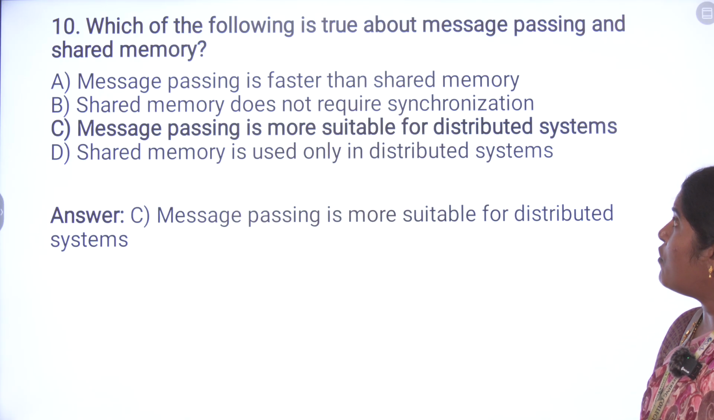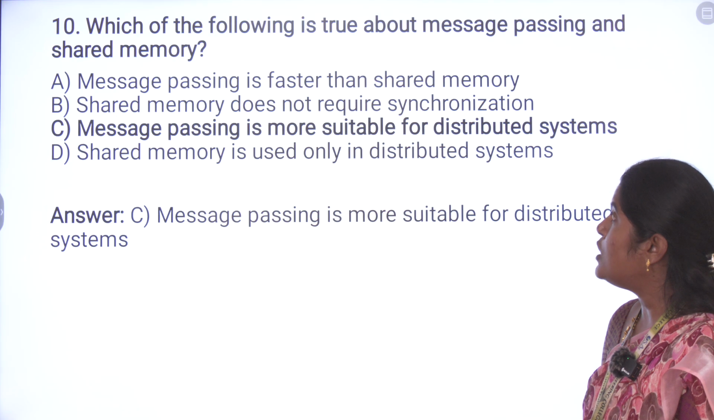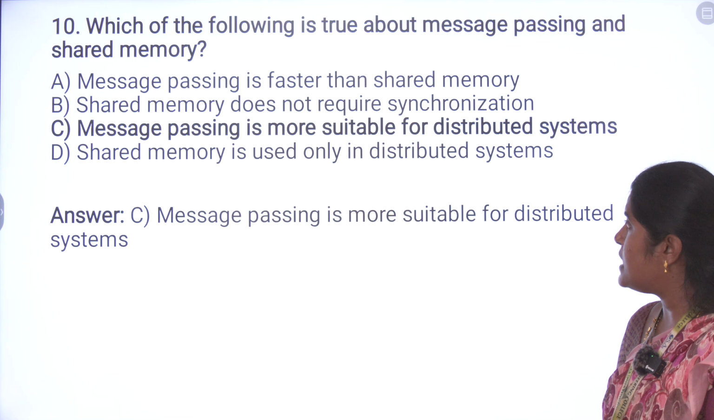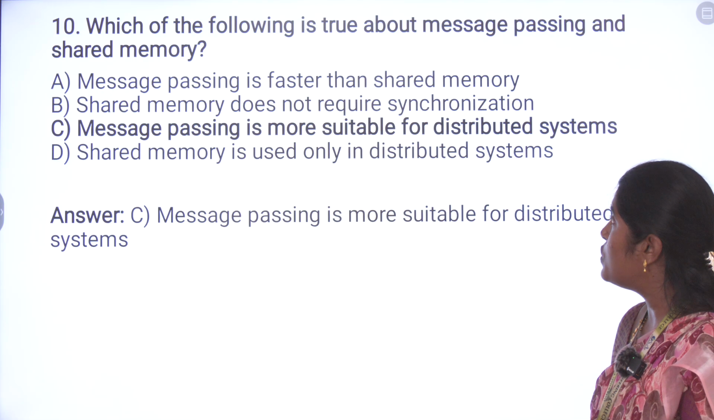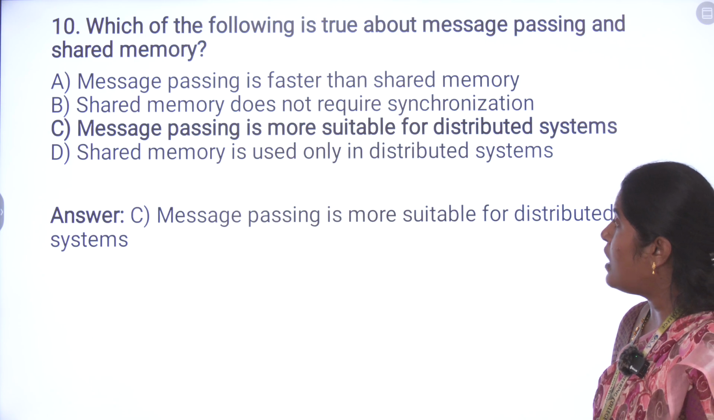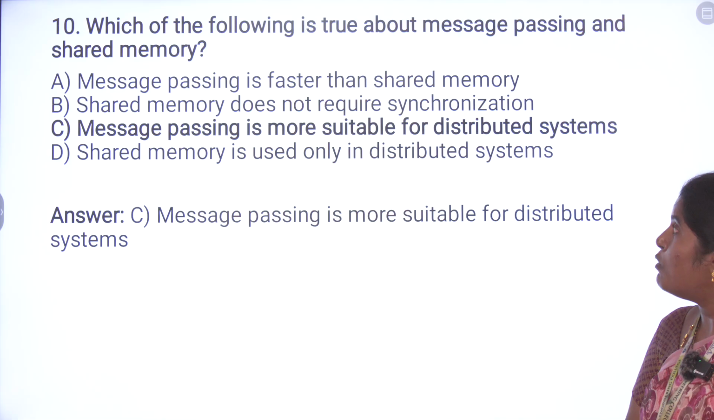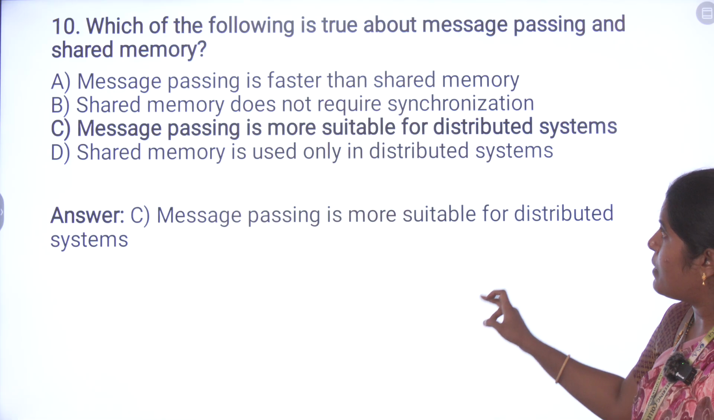10th question: which of the following is true about message passing and shared memory? The options are message passing is faster than shared memory, shared memory does not require synchronization, message passing is more suitable for distributed systems, and shared memory is used only in distributed systems. The answer is message passing is more suitable for distributed systems.